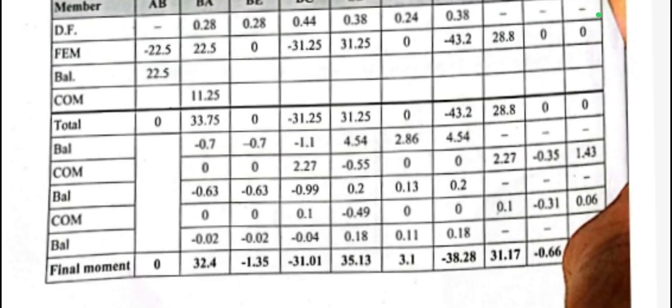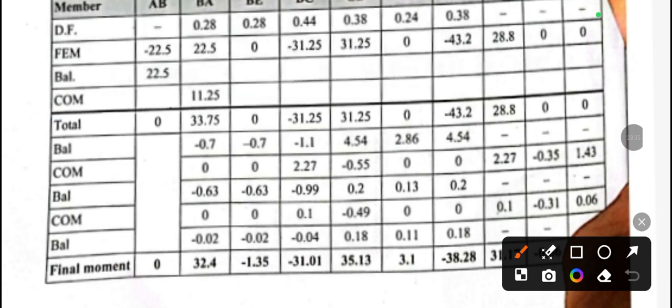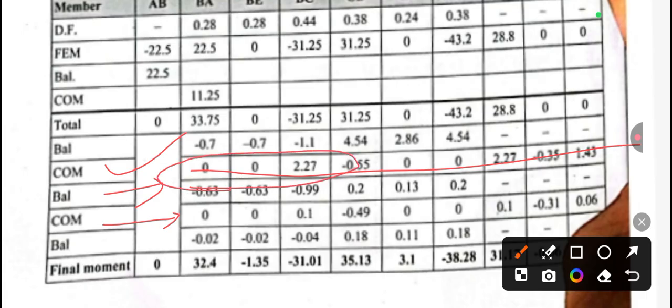So in this way we complete these steps. Now again we have to balance and again do the carryover moment. Similarly, we add these three values, change the sign and multiply with the distribution factor, and we get these three values. Similarly for this joint, we add this value, multiply with the distribution factor and change the sign, and we have written it here, and similarly this value. And for the carryover moment we have to just transfer half to the respective neighbor.